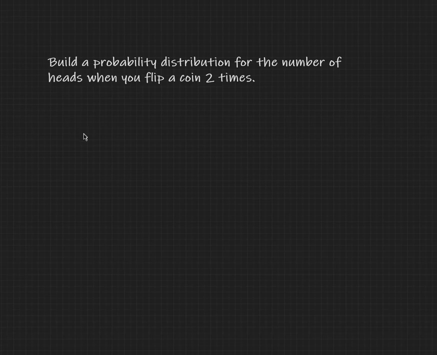We're going to look at how to build a probability distribution for this example, where we're looking for a probability distribution for the number of heads when you flip a coin 2 times. Before we build a probability distribution, it's very helpful to just define what our variable is.